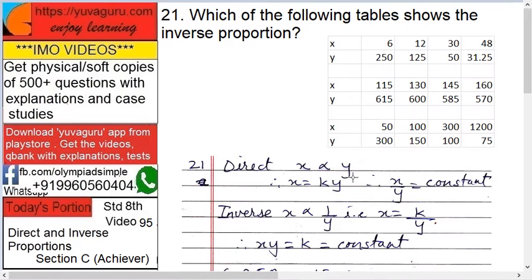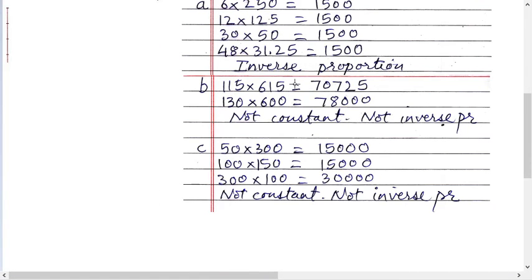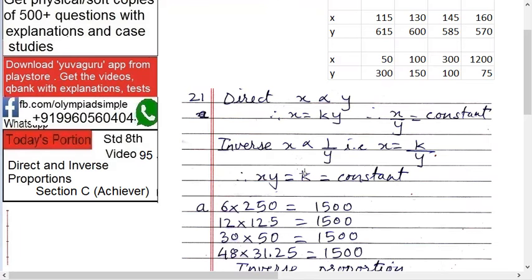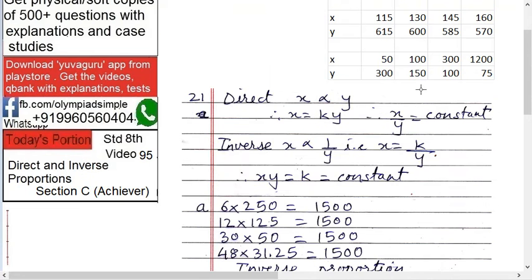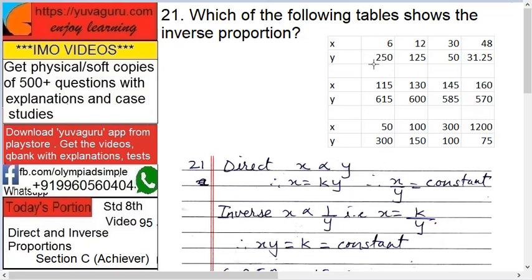Now what about B? 115 into 615 is 70725. 130 into 600 is 78,000. For this multiplication you must go by Vedic maths. I have separate videos for those, follow those videos. So this multiplication is not constant, x into y is not equal to a constant, so that's why it is not inverse proportion. Similarly the third one is not constant, therefore not inverse proportion. See here, they are moving inversely, that's okay, but they are not in proportion. We want inverse and proportion both.